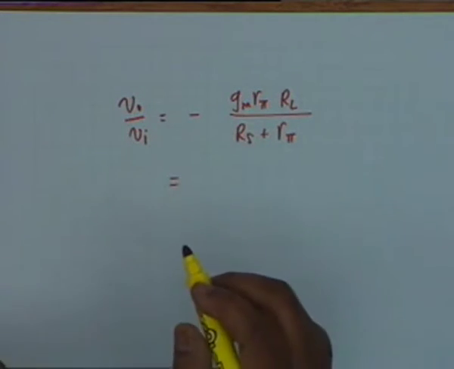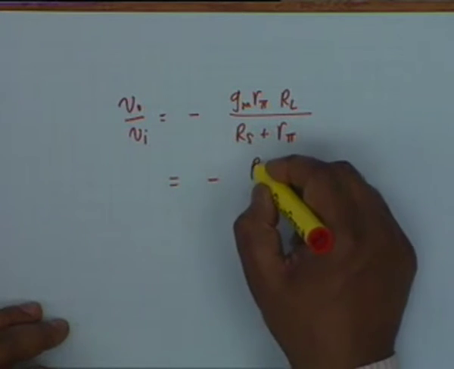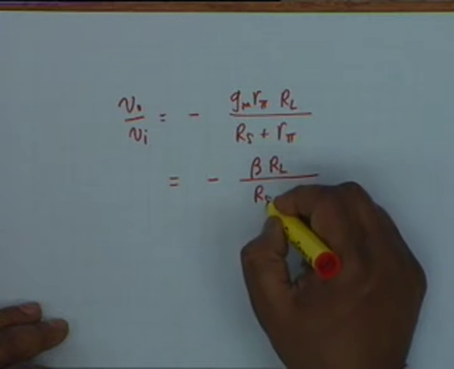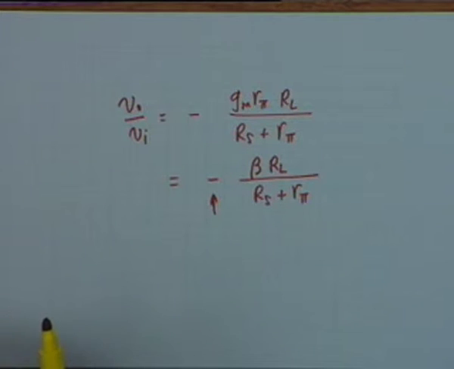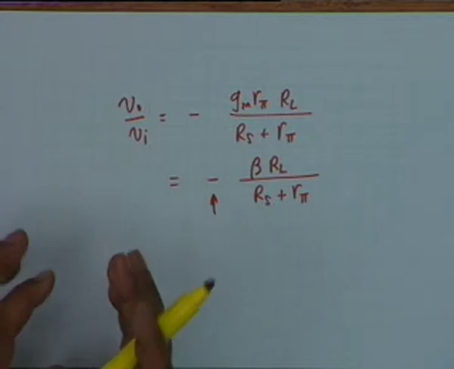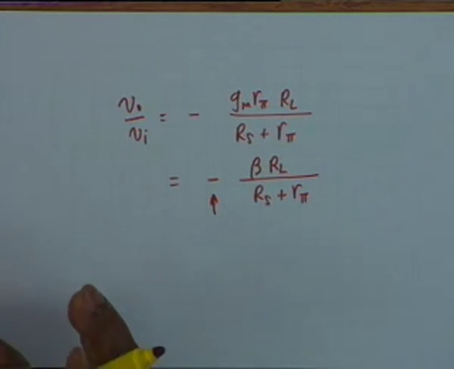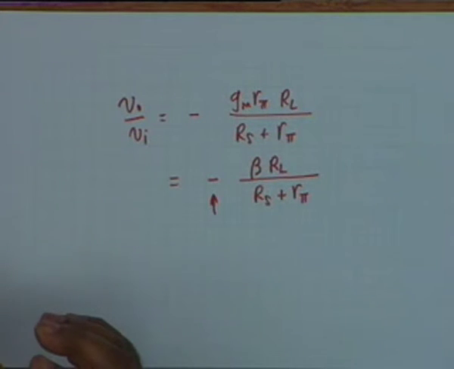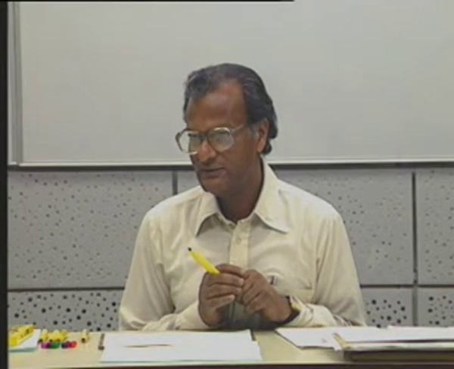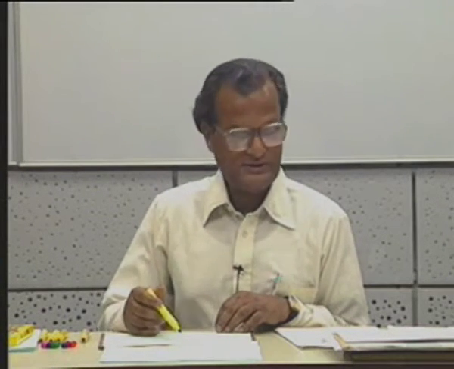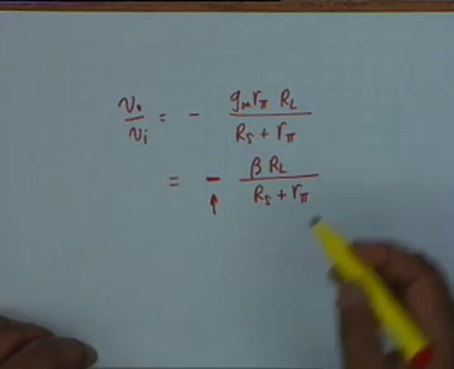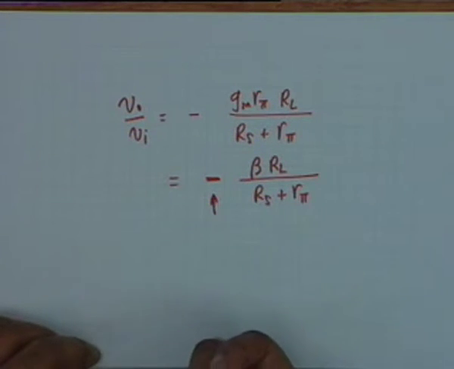What is Gm R pi? Beta, and therefore this is minus beta RL divided by Rs plus R pi. What is the significance of the negative sign here? Phase shift. The output voltage is out of phase with the input voltage, and this I have explained again and again, that an increase in the input voltage causes an increase in the collector current, and an increase in the collector current leads to a reduced value of collector voltage VCE, and therefore there is a phase change, and this is reflected in the minus sign, and this ratio has to be dimensionless because it is a ratio of two voltages.